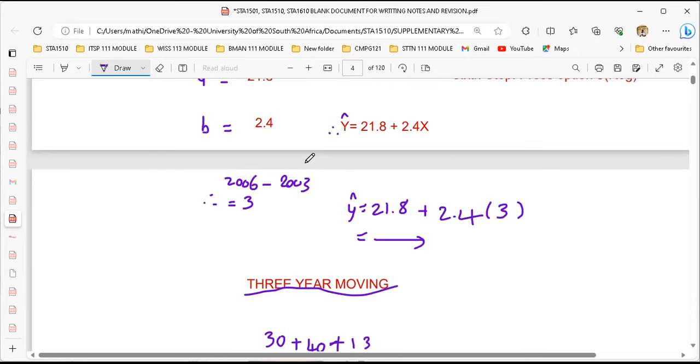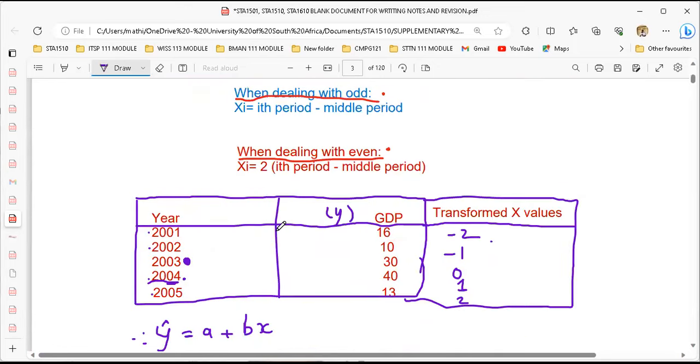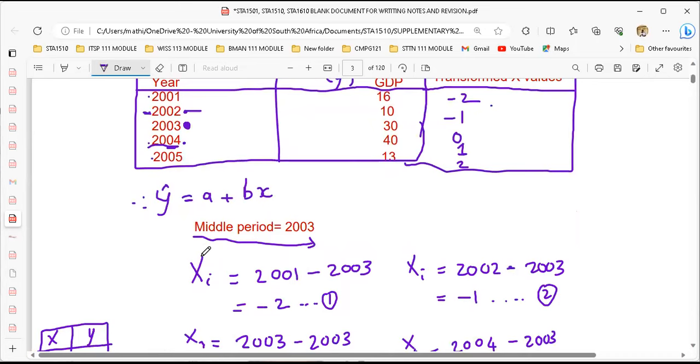If they say calculate the 3-year moving average that corresponds to the year, maybe 2002, we are going to add 16 plus 10 plus 30. You have to make sure this is your middle period here, so 1, 2, and 3. I hope you understand the 3-year moving average. Now let's check the 5-year moving average.